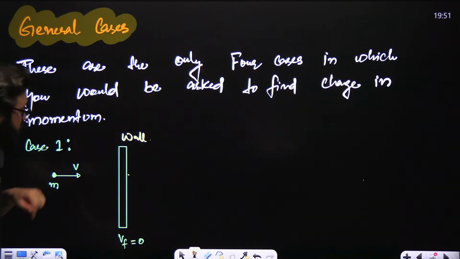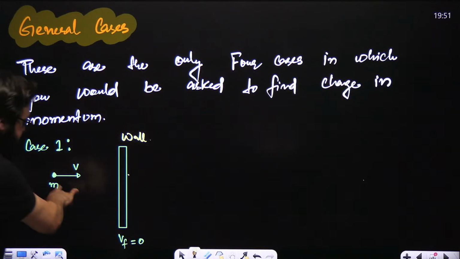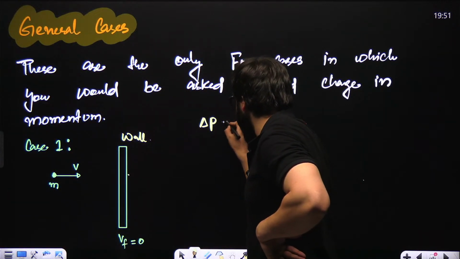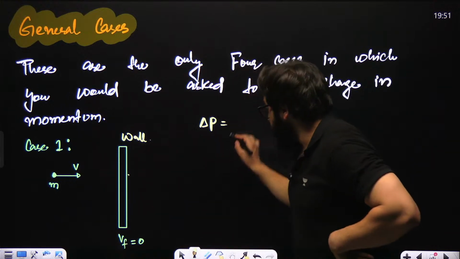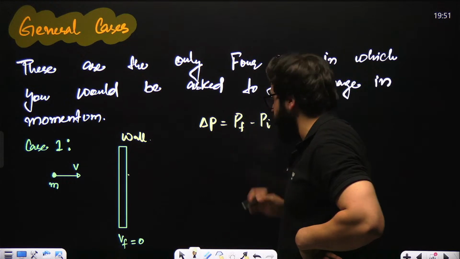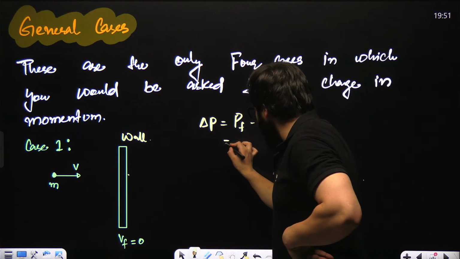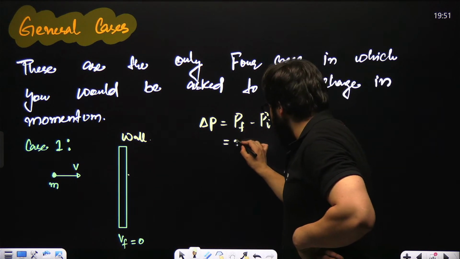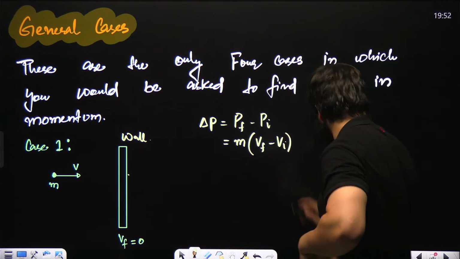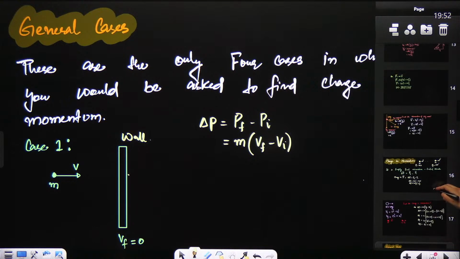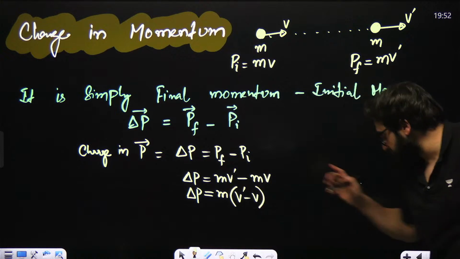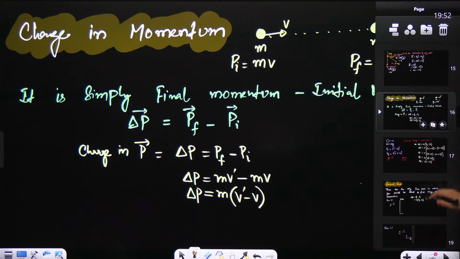How to find the change in momentum over here? Guys, see in this case, when it comes to the change in momentum, that is final momentum minus initial momentum, p final minus p initial. Now, how do we write that? Sir, that is mass into v final minus v initial. This is how we write the change in momentum, v dash minus v.